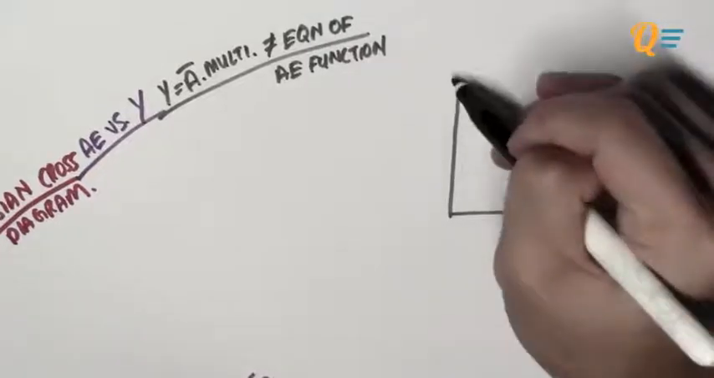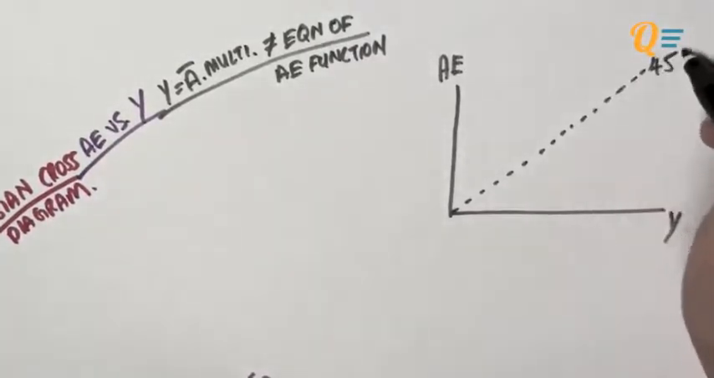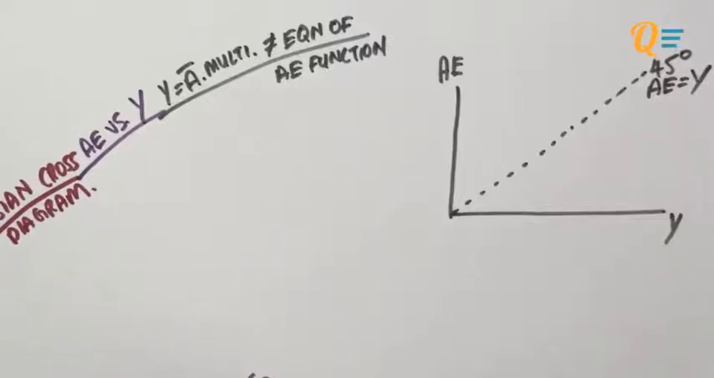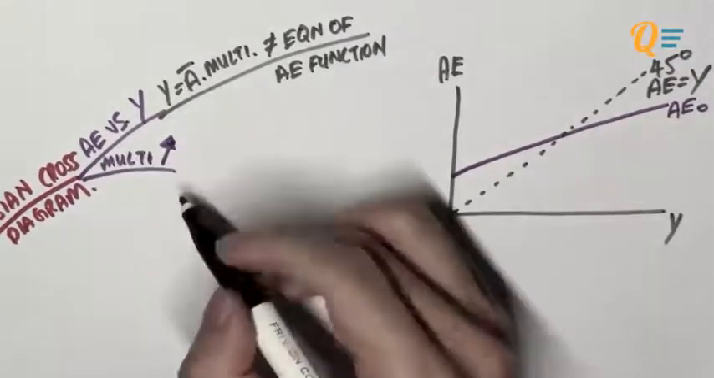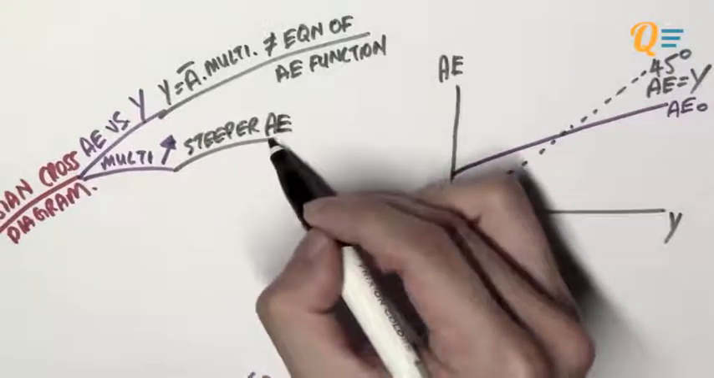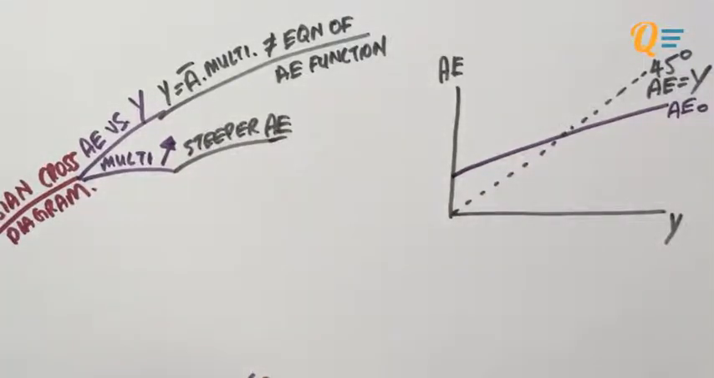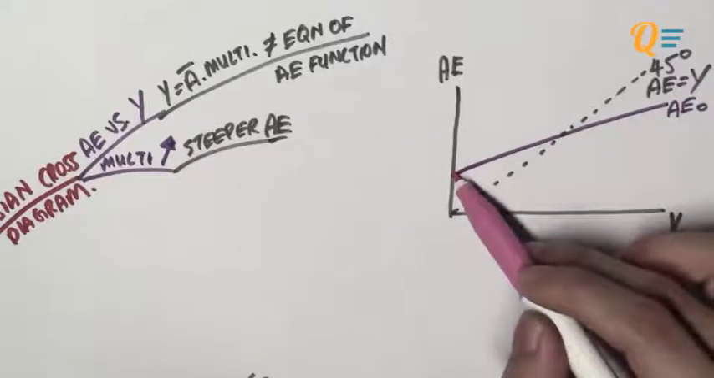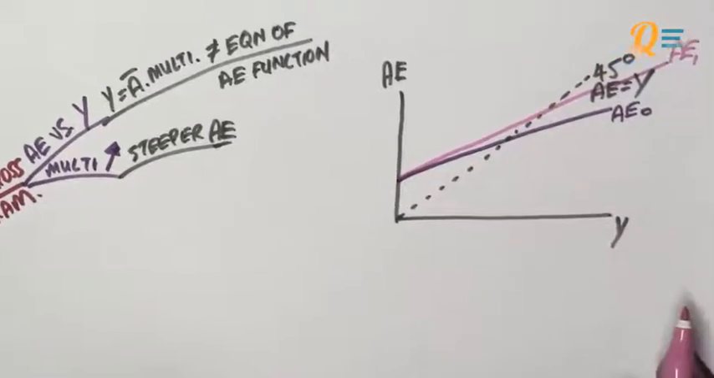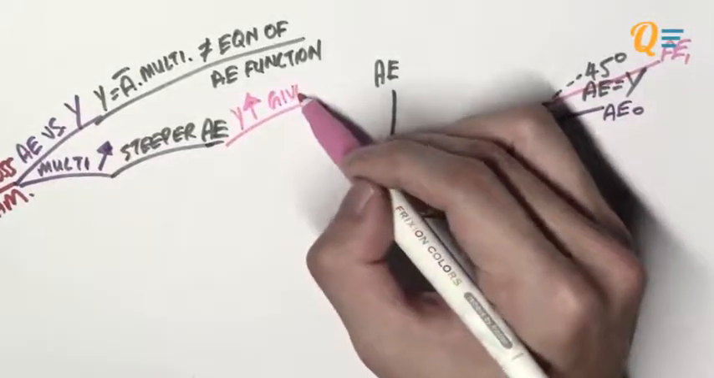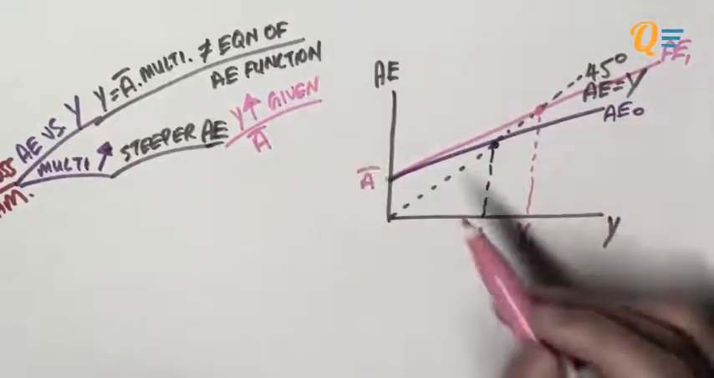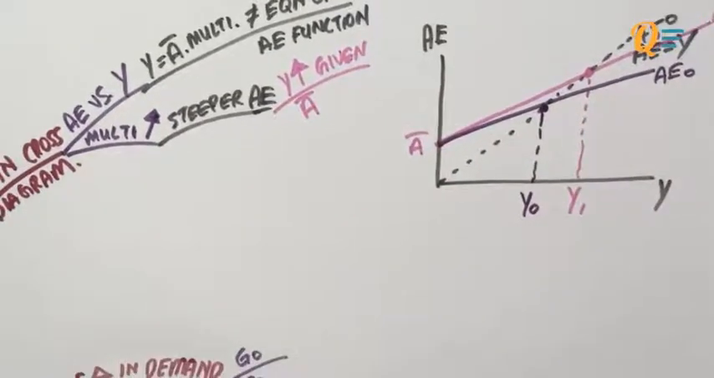Let's take a look at the Keynesian cross diagram, shall we? Let me quickly draw it out. These are the two axes, and you're going to have a 45-degree AE equals Y dotted line. So that is the AE function. When the multiplier increases, you'll notice that you get a steeper AE curve. Why is this the case? With a little bit of common sense, you might be able to figure that out. With a higher multiplier, I'm going to have a higher output as compared to a flatter multiplier.